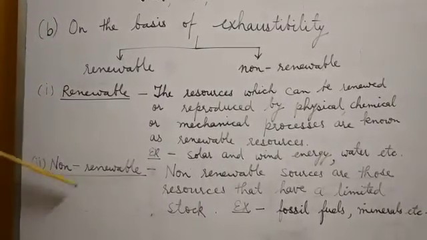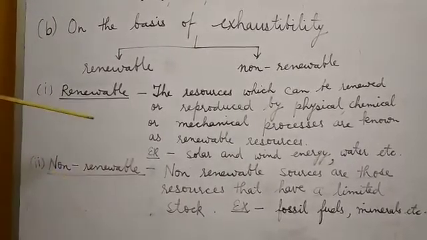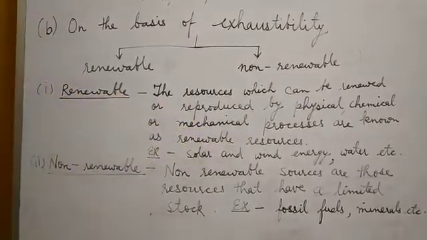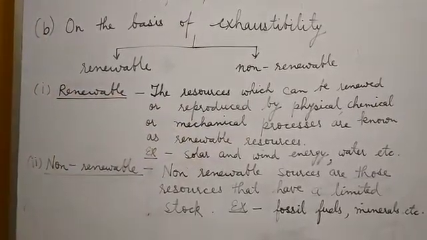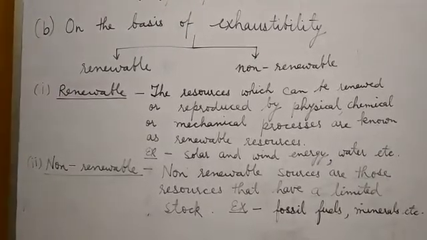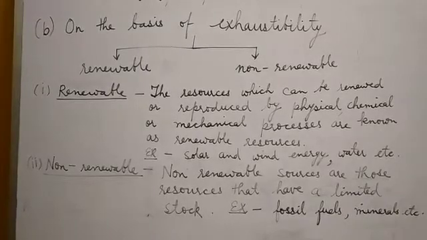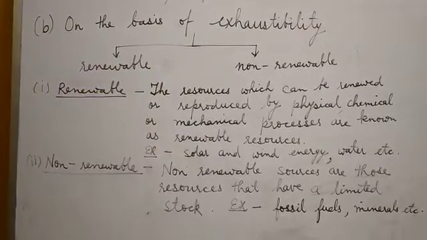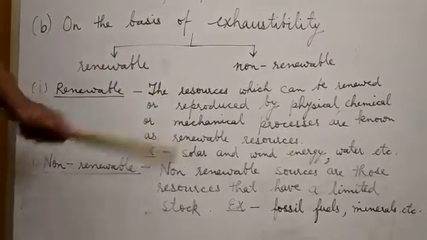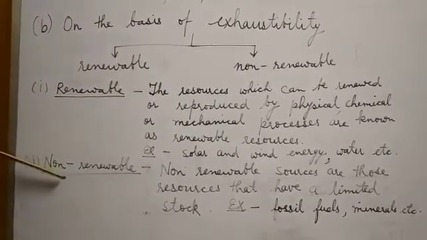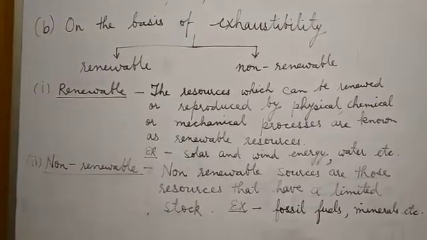The second is non-renewable resources. These resources have a limited stock. They cannot be renewed quickly. The replenishment time is longer than that of renewable resources. These resources take millions of years in their formation. For example, fossil fuels like coal and petroleum take millions of years to get formed. Minerals also take millions of years to get formed. Therefore, they are regarded as non-renewable resources.